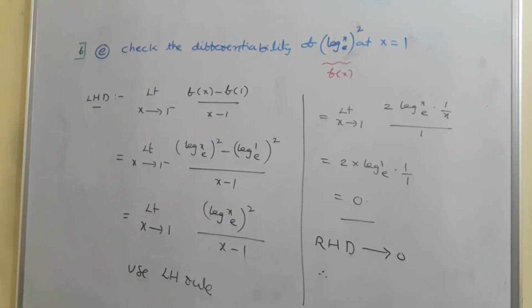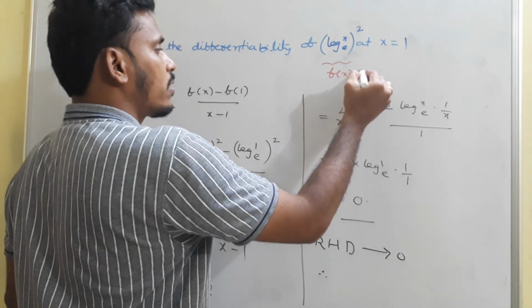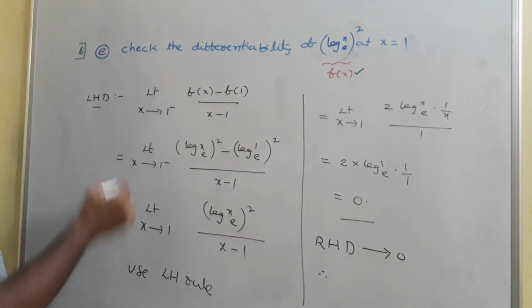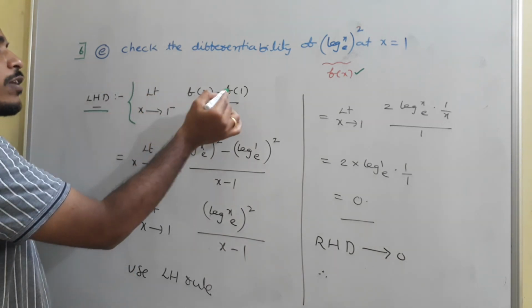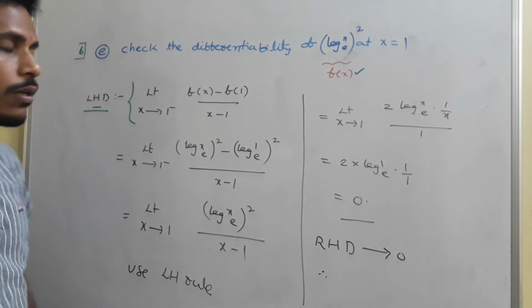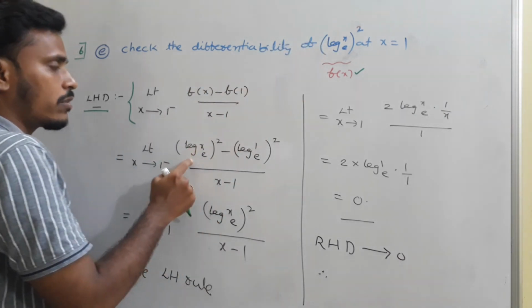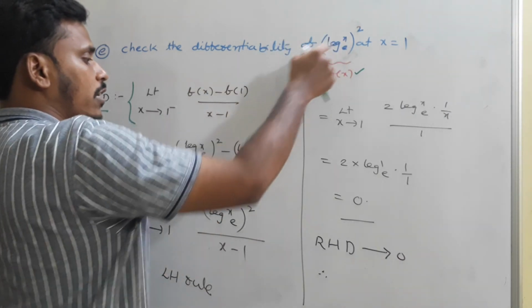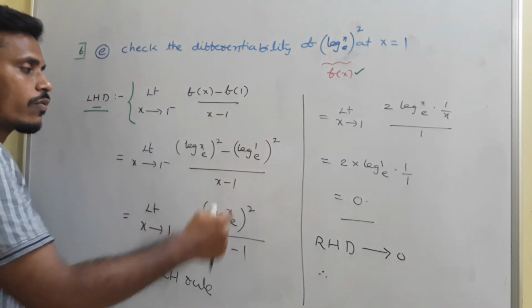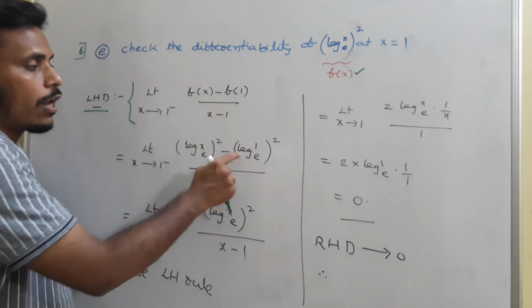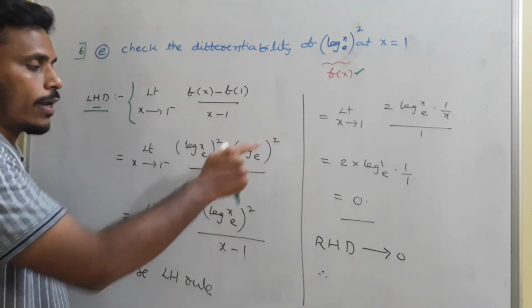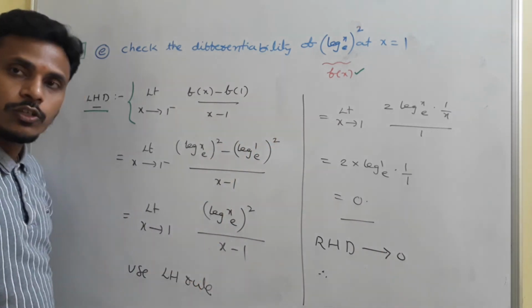Next, log x base e whole square at x equals 1. Again let log x base e whole square be f of x. So the left hand derivative is the limit as x tends to 1 minus of f of x minus f of 1 by x minus 1. F of x is log x base e whole square. F of 1, replacing x with 1, is log 1 base e whole square, and log 1 is 0, so this is neglected. The denominator is x minus 1.